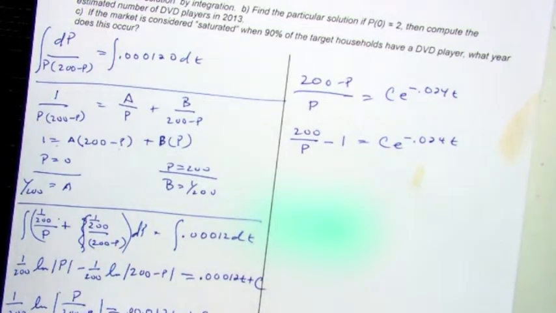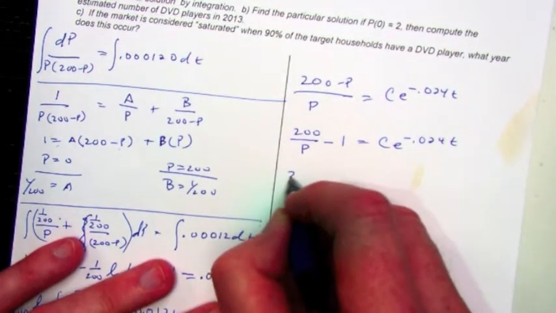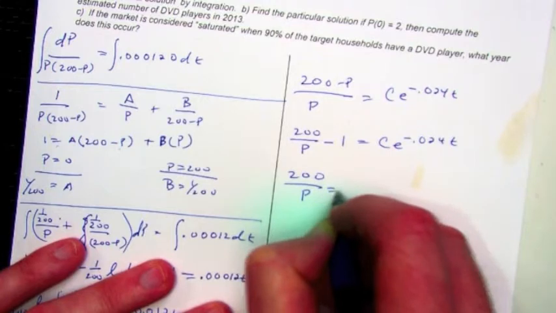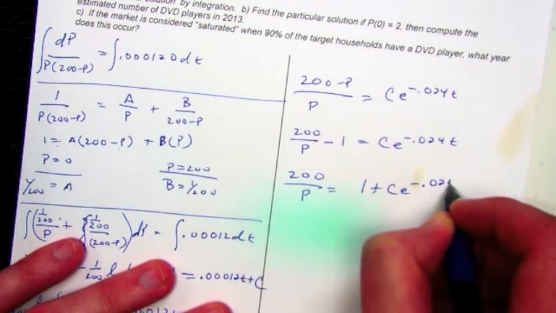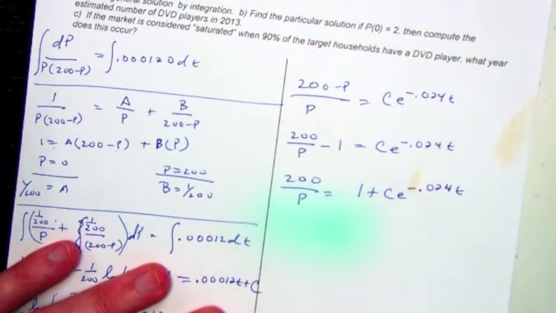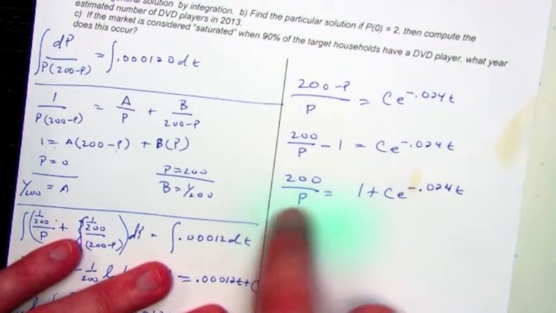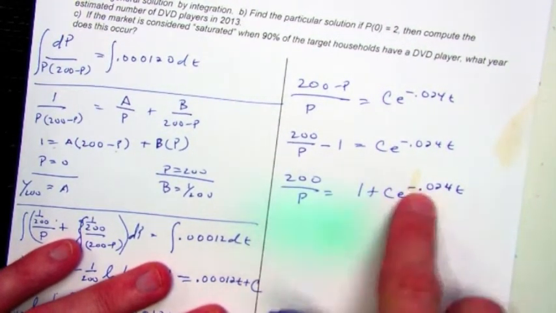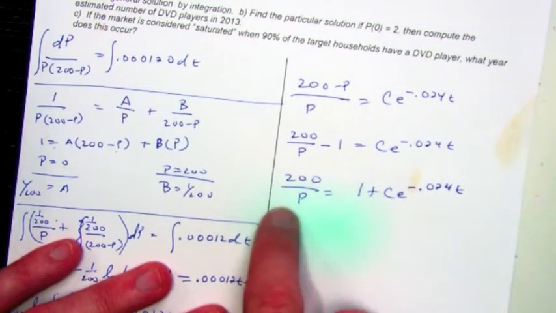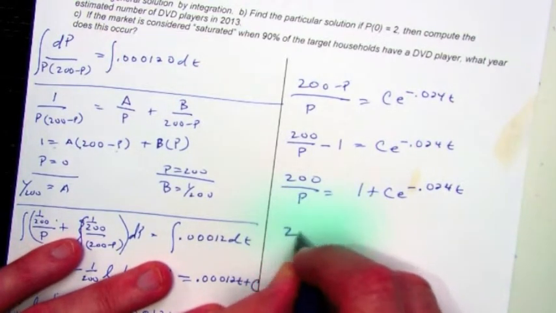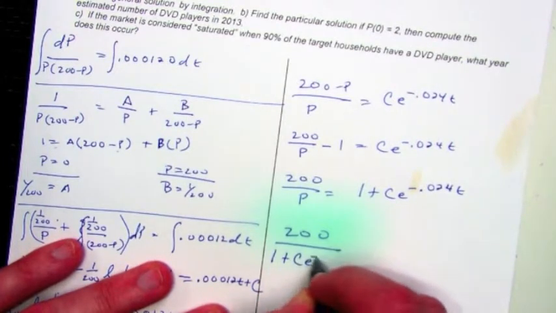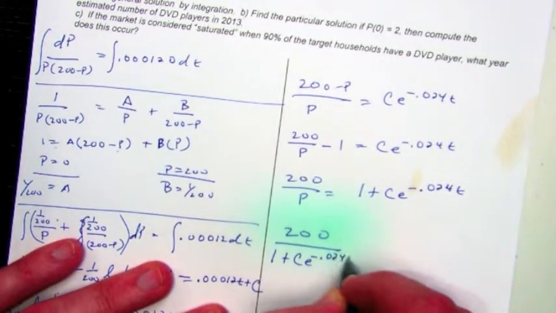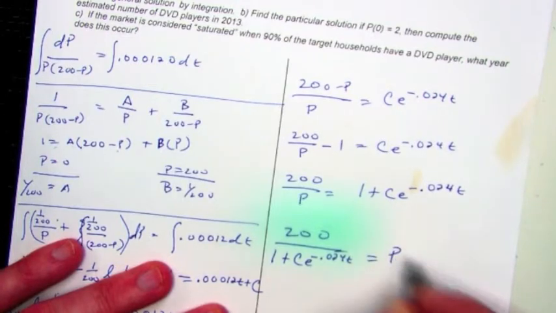All right, I'm going to add 1 to both sides. So I get 200 over p is equal to 1 plus c e to the negative 0.024t. Now essentially I'm going to just cross multiply and end up switching these two. Multiply by p and then divide by this one. So I get 200 over 1 plus c e to the negative 0.024t is equal to p.